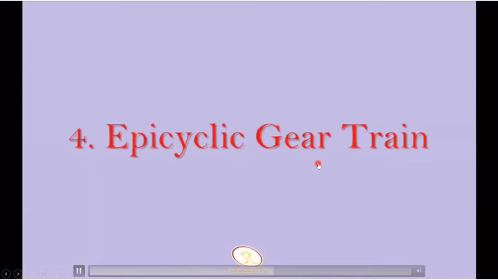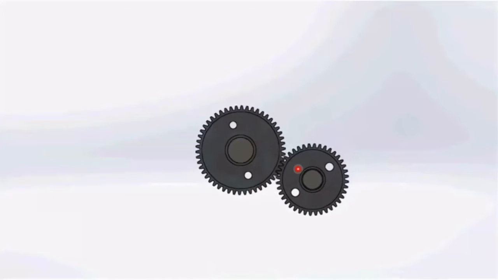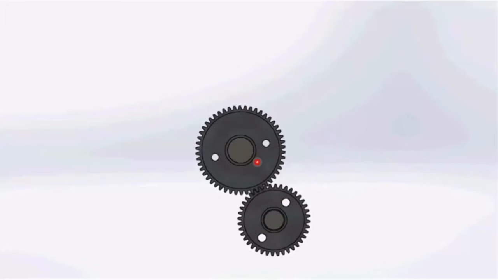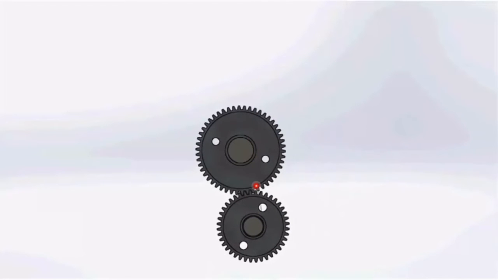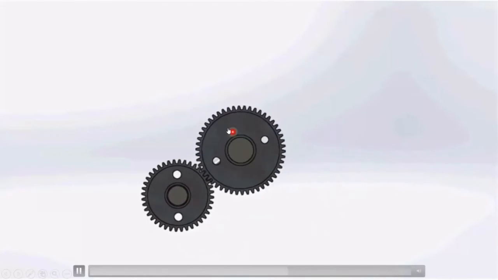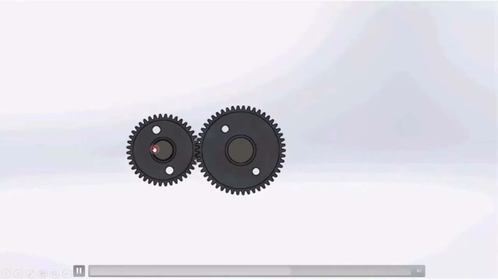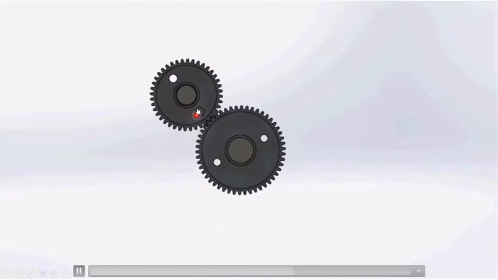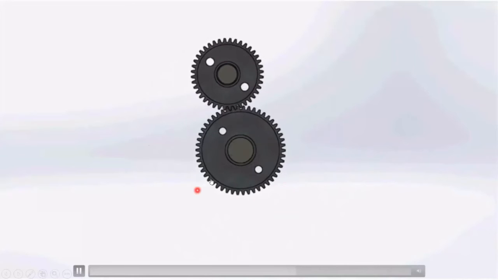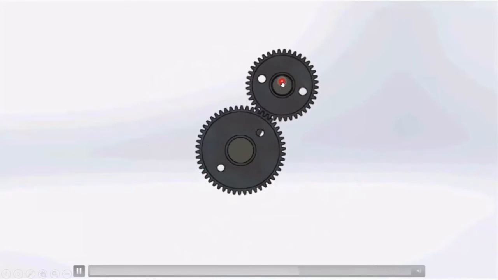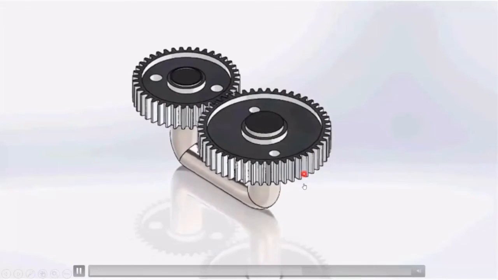Last one is the epicyclic gear train. See this, this is gear 1 and gear 2. If the arm is fixed, both gear 1 and gear 2 are rotated. If gear 1 is fixed, the other gear, the planet gear, and the arm rotate around the wheel. This is like the sun, this is like the planet. That's why it is called a planetary gear train.